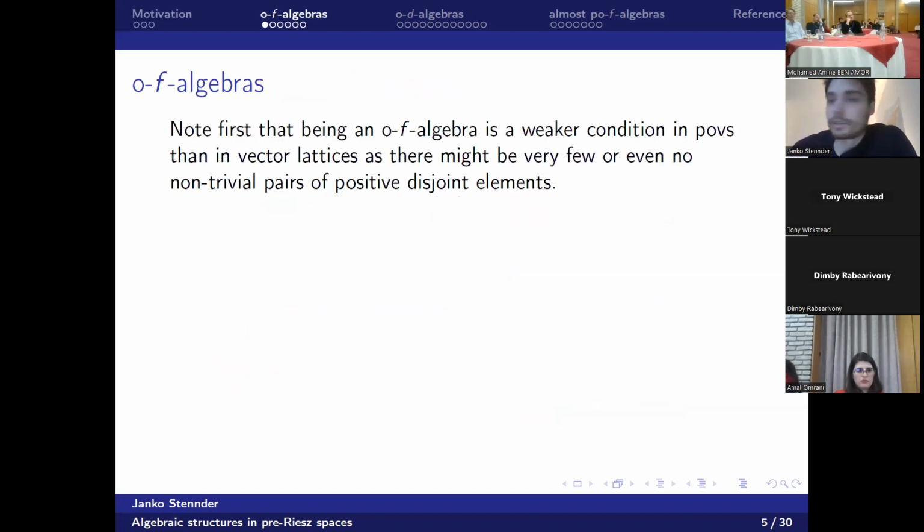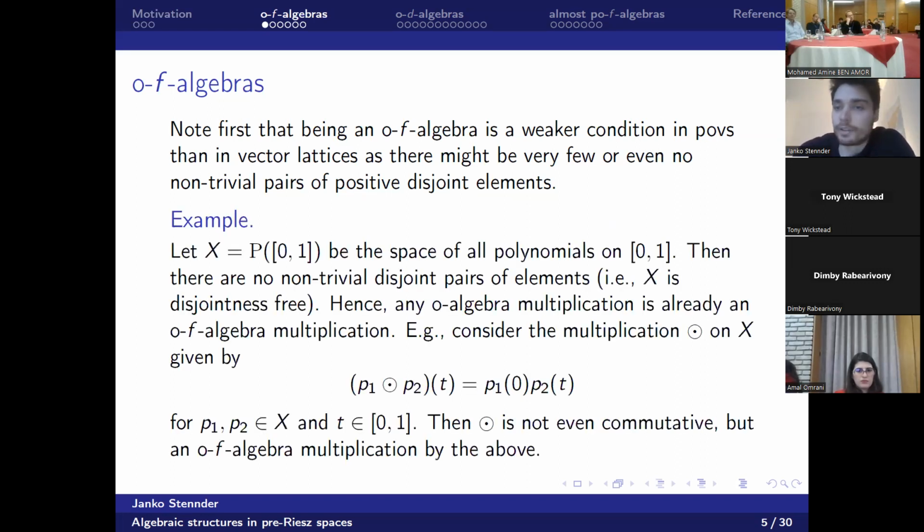But first we note the thing that Anke already told you earlier, that being an OF algebra in partially ordered vector spaces is a much weaker condition than in vector lattices, because there might be very few or even no non-trivial pairs of positive disjoint elements. Those were the anti-lattices or disjointness-free spaces Anke was talking about earlier. And we can have a look at this example here.